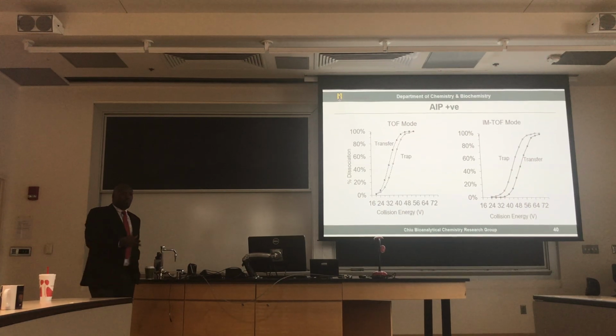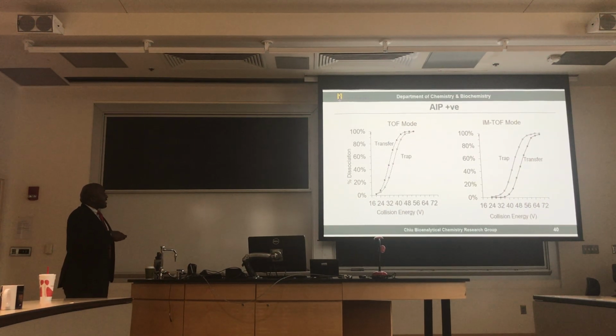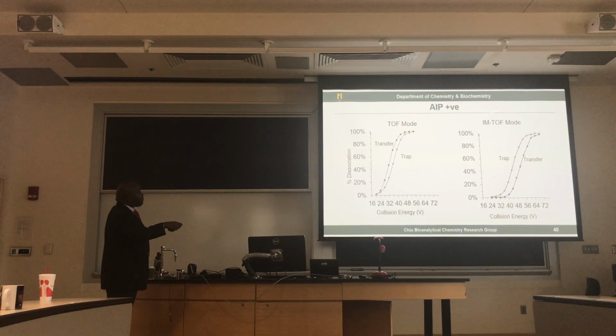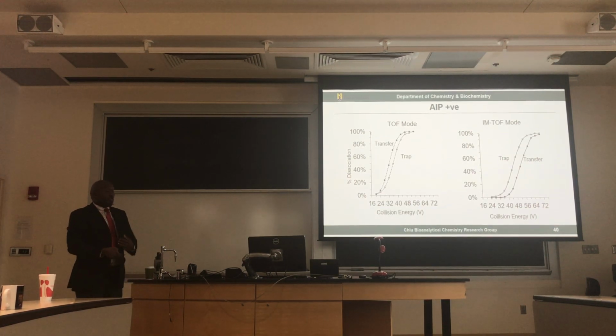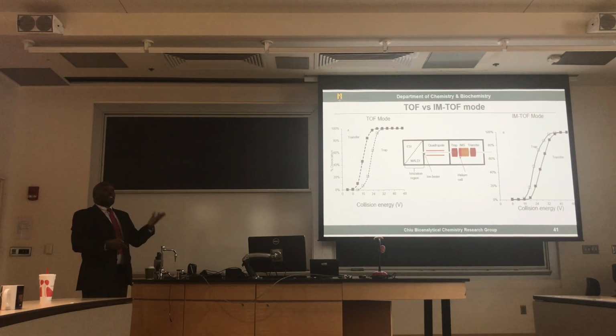So the story is repeated, whereby in TOF mode the transfer is on the left and the trap on the right, and then in ion mobility mode, the trap is on the left and the transfer is on the right. And why does this happen? This happens because, if you can see, this is the TOF mode and this is the ion mobility mode.